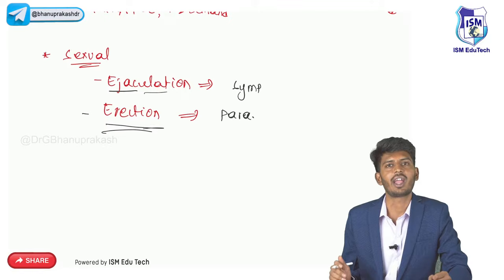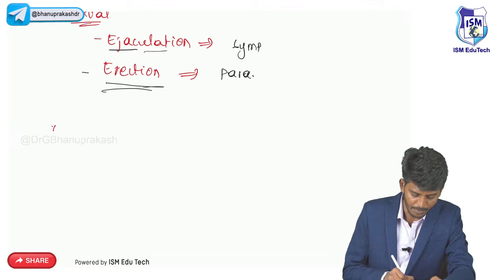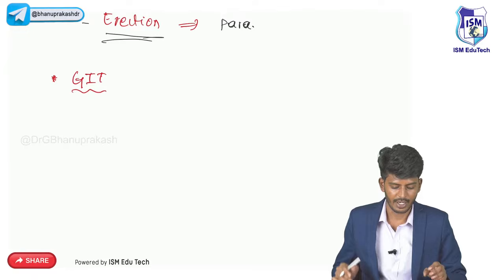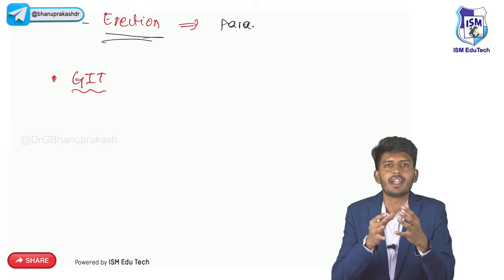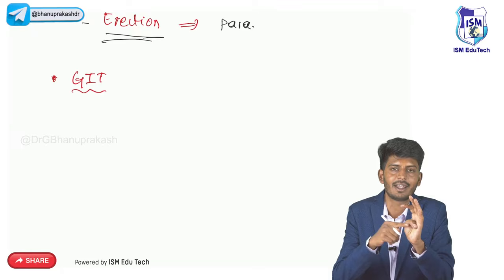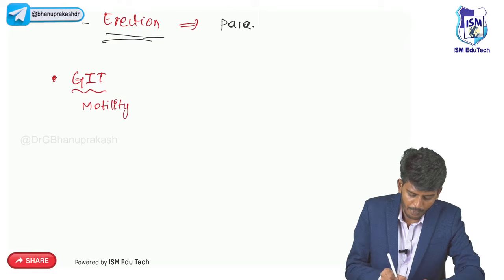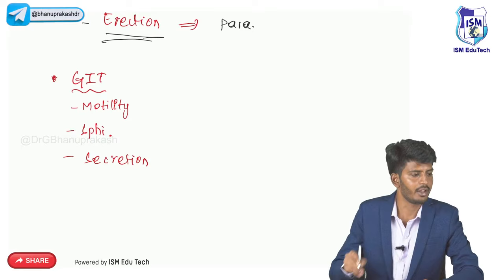Okay. Now let's go to the next important aspect. What is that next important thing? Let's go to the GIT, gastrointestinal tract. Now, if you're talking about the gastrointestinal tract, it's very easy for you to understand. In the GIT, there is one thing called peristalsis, that is motility. There is one thing called sphincter tone. Along with that, there is secretion. Three things: motility, sphincters, and secretion.